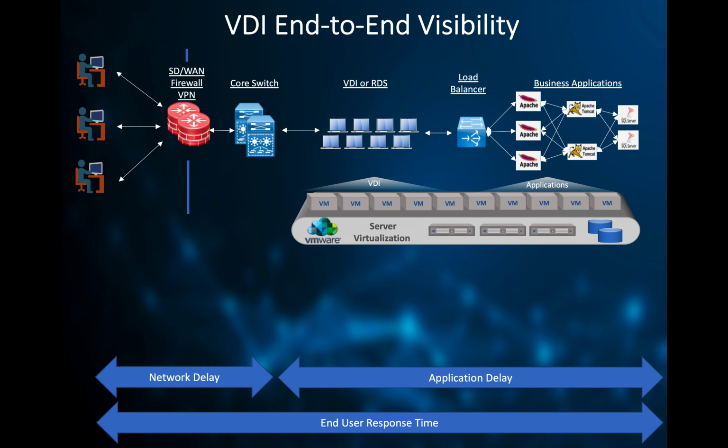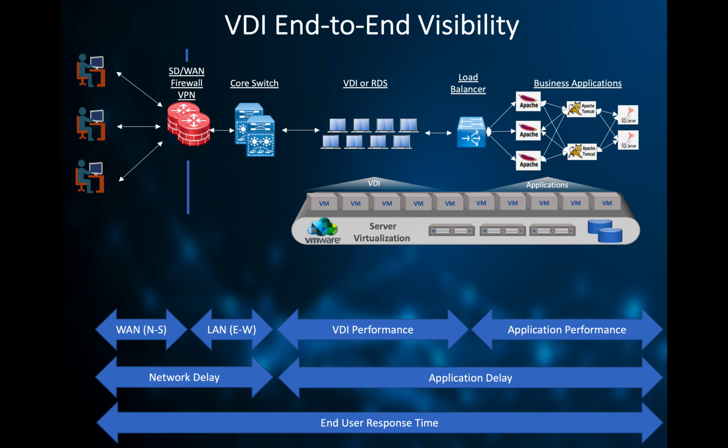Whenever you receive an end user complaint from either a VDI user or a remote worker using their own physical laptop from home, these are the things that impact their experience. On the networking side, from the zero client at home or physical desktop, you have the WAN link, the WAN delay, and then once it hits the data center, there's a LAN in your data center, the local area network, enterprise network delay. And on the enterprise data center side, you have VDI performance delay and application delay.